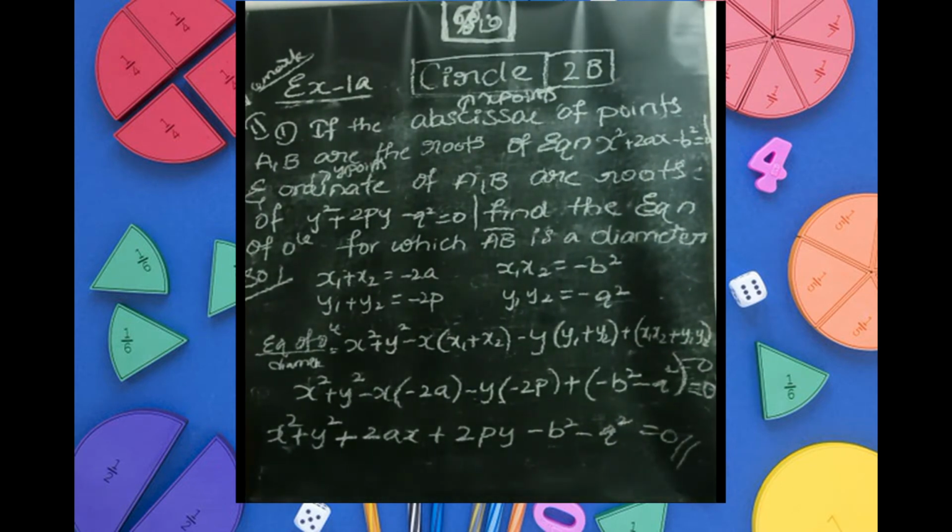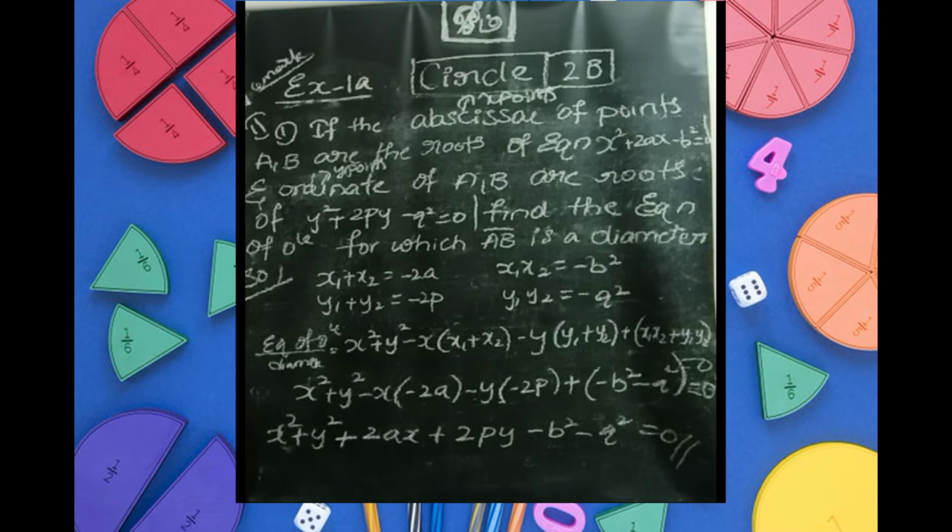This is the equation of the circle with the diameter endpoints given by the abscissa roots of x square plus 2ax minus b square and the ordinate roots of y square plus 2py minus q square. This is the equation, so don't get confused by it. Read the problem twice or more and understand what they have given, divide the question into parts, and write one part at a time.